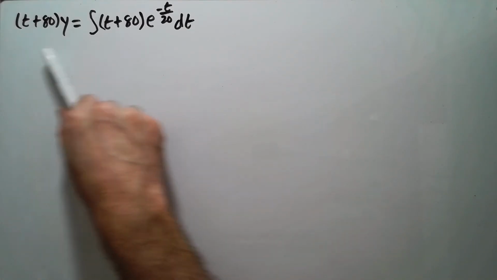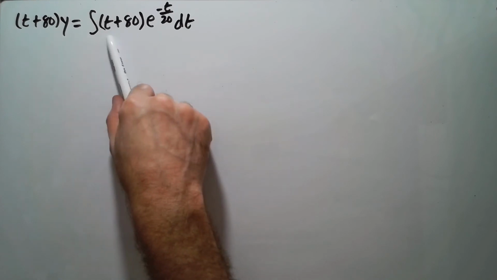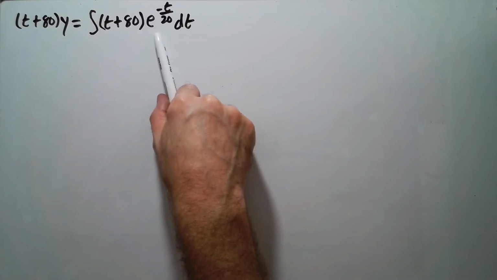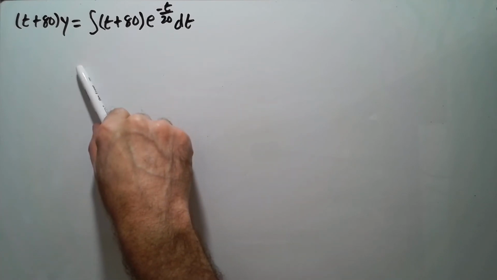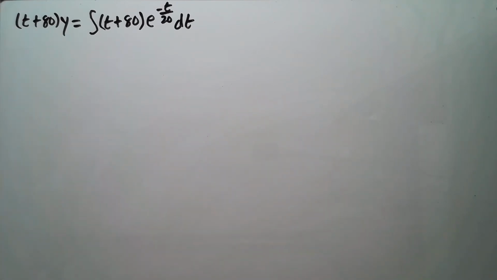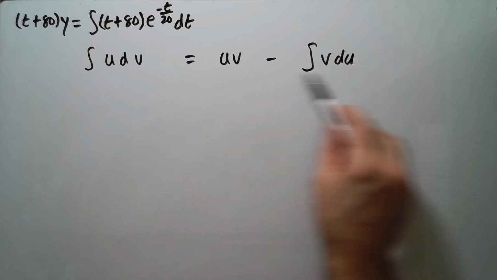Okay, so we got to here, so we have (t + 80) times y equals the integral of (t + 80) e^(-t/20) dt. We're going to have to use integration by parts here. Let me write the integration by parts formula here. So here's my integration by parts formula.